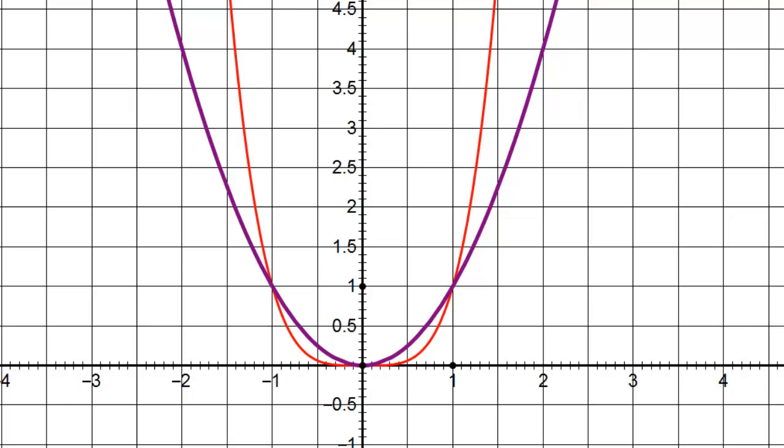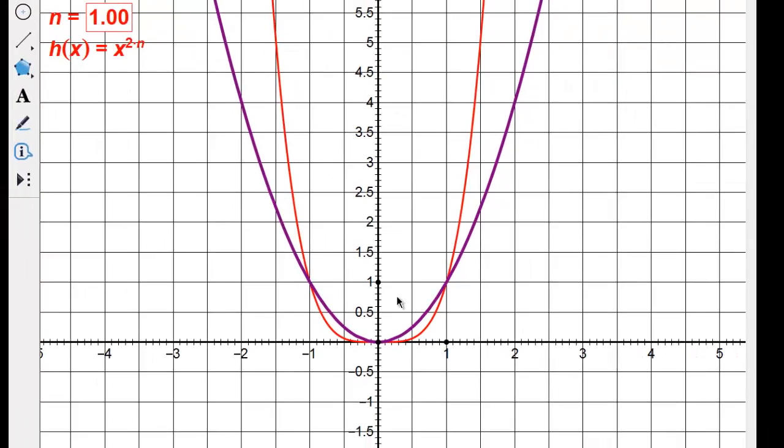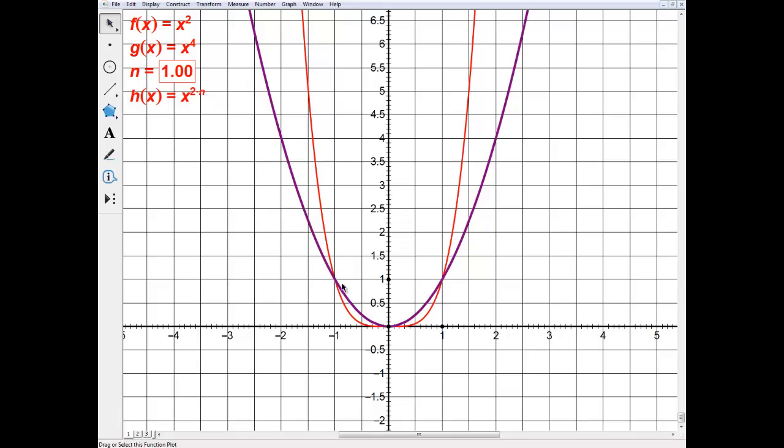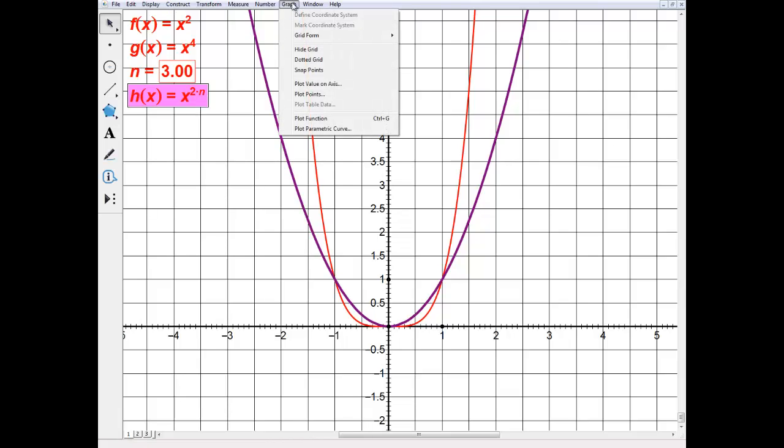Now, what happens if you have x to the 6? So you start to see a pattern. Between -1 and 1, it'll be a little wider, but after 1 and below -1, it's going to be a little bit higher. So in general, let's say what happens when n equals 3. That means this function here will be x to the 6th power.